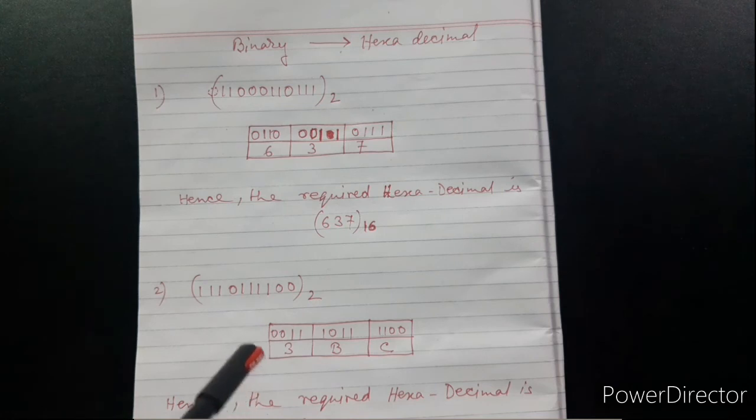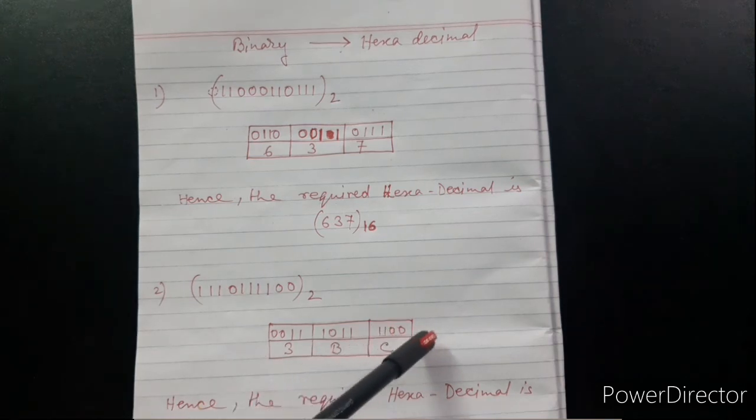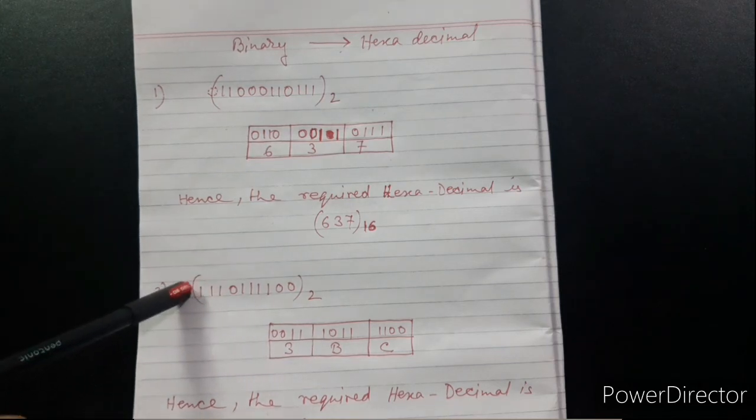Now the hexadecimal equivalent of 0011 is 3. Hexadecimal equivalent of 1011 is B, and hexadecimal equivalent of 1100 is C. So the final hexadecimal number will be 3BC base 16, which is the hexadecimal equivalent of this binary number.